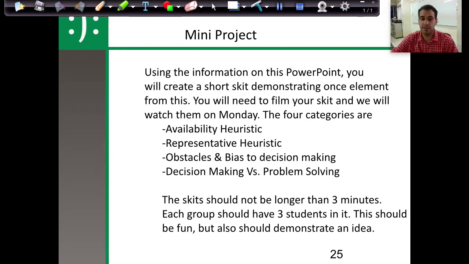The 4 categories are here. Choose one of them in a group of 3. Your skit should be no longer than 3 minutes. I don't want this to be super, super long. It should be fun and it should demonstrate the idea. It can be funny, but make sure it demonstrates the idea, okay?